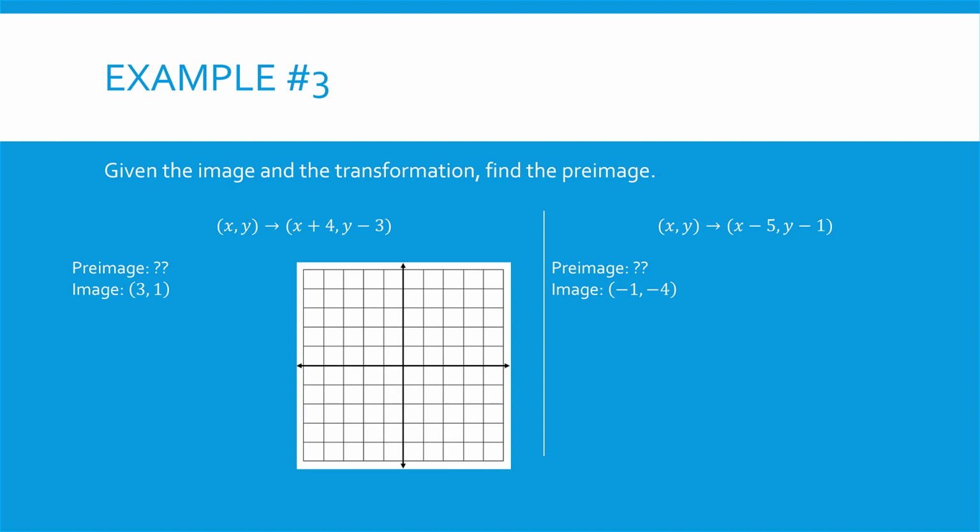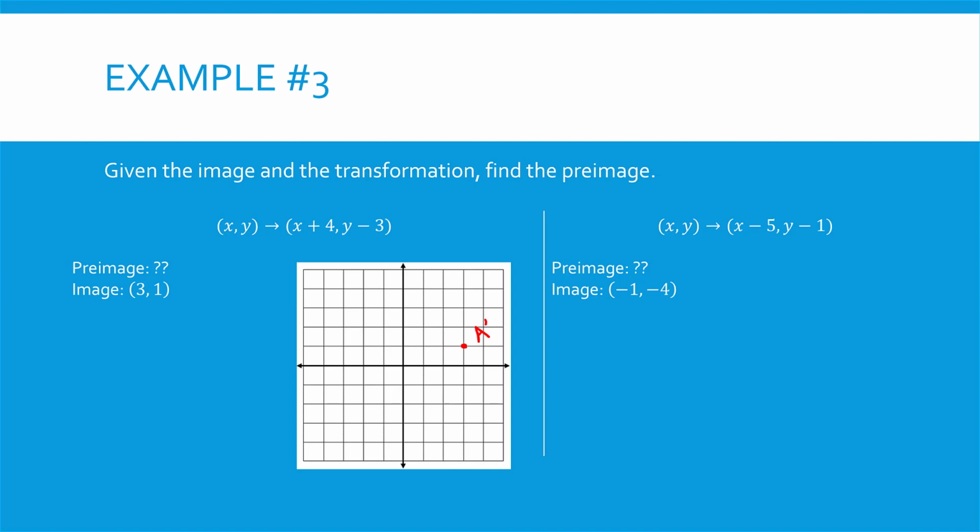So here's an example, and now we're actually going to go backwards. We're given the image and the transformation, and we want to find the pre-image. I'm going to do this two different ways. My image here is 3, 1. This is the final point, remember. I'm going to call this A prime, because that's the final. What we want to find is where did this point begin?